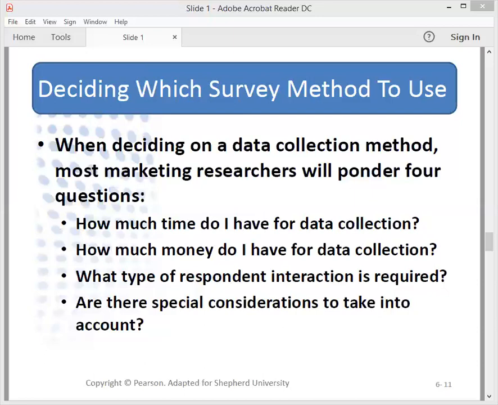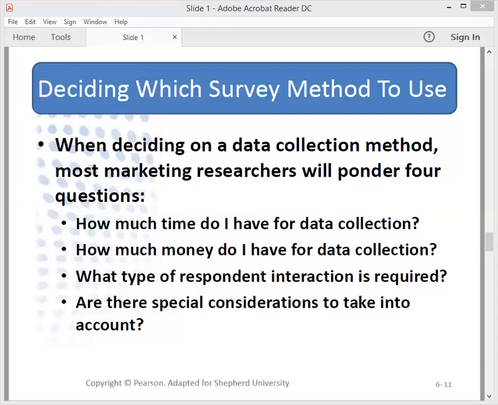If the respondent is actually required to handle, touch, feel, or taste a product, the mall intercept company services are usually the best approach. And if a respondent is required to actually use a product in a realistic setting, in-home surveys or interviews may be the only data collection method that will work.